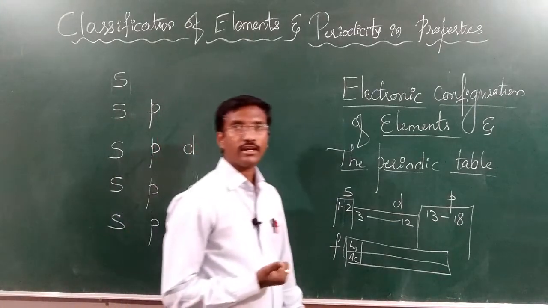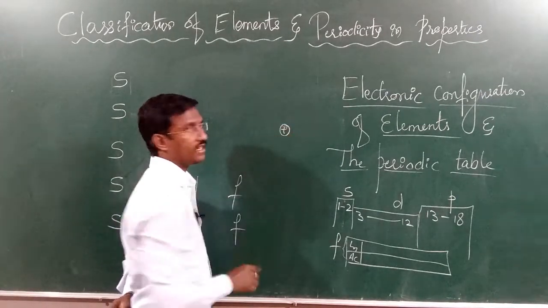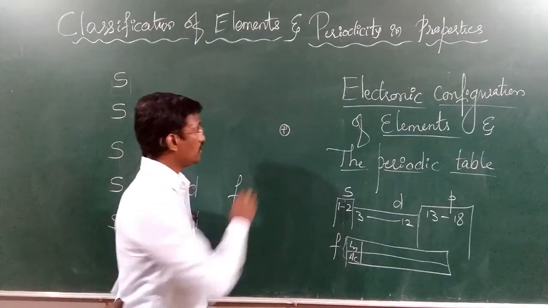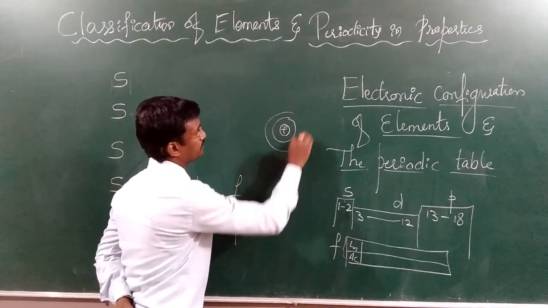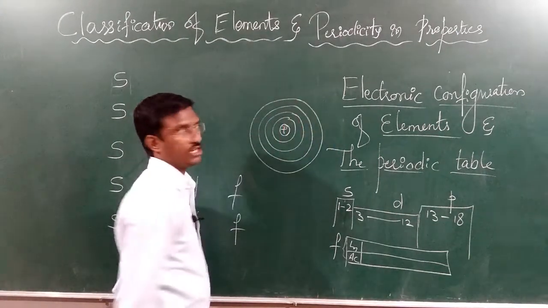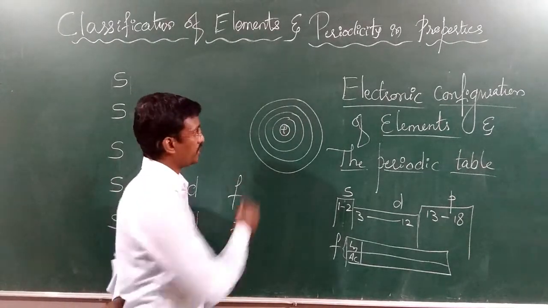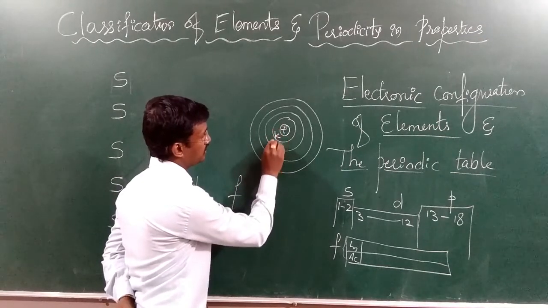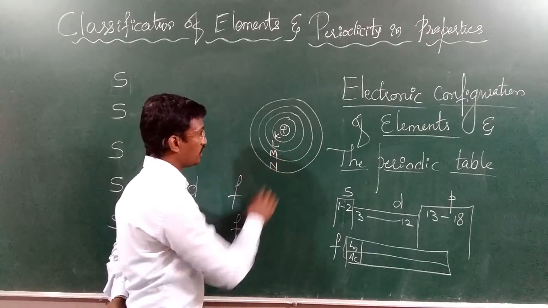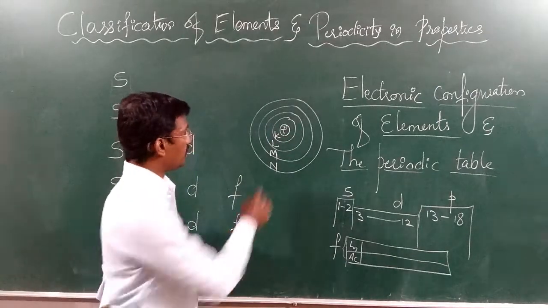One more thing I would like to remind you. You are familiar with the structure of the atom. The center nucleus contains neutrons and protons. Electrons revolve around the nucleus in a definite path. The path is called a shell, and it is also called an orbit. The first shell is called K shell, the second is L, next is M, and next is N. K, L, M, N are the shells. In these shells, electrons revolve, and you are very familiar up to this.